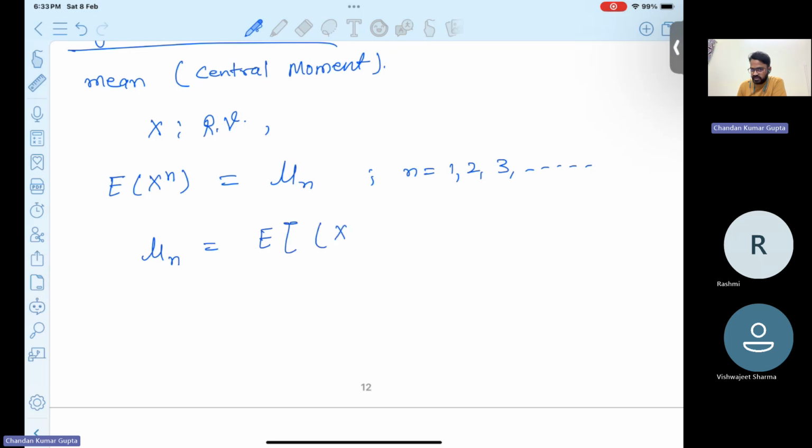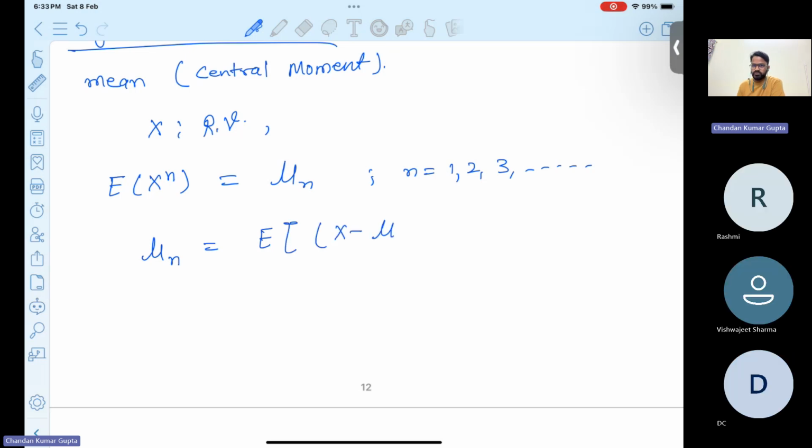Expected of x minus mu. Okay, expectation of x minus mu. Here we have used the n script. So these are the nth order central moment, the formula for calculating the nth order central moment.